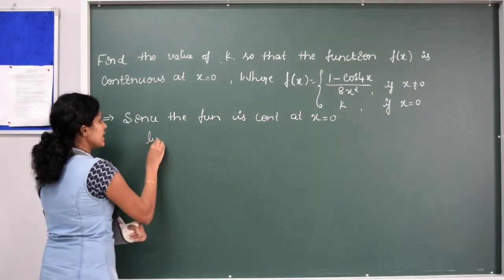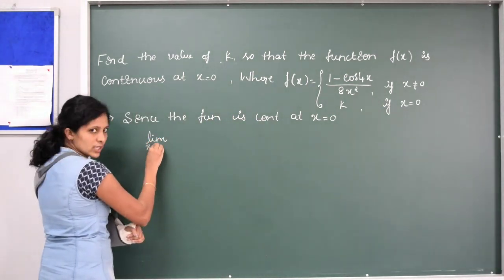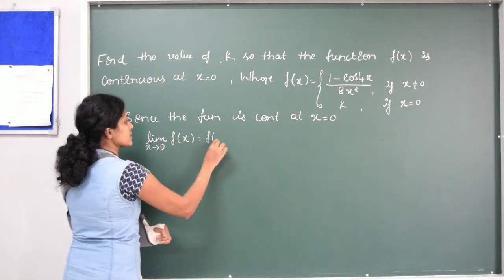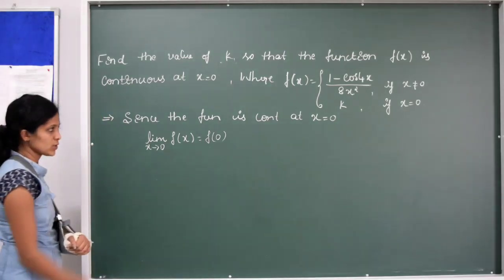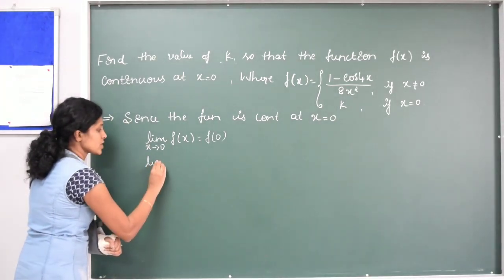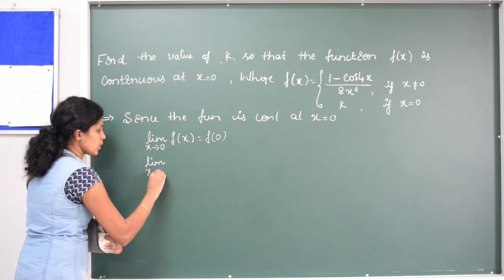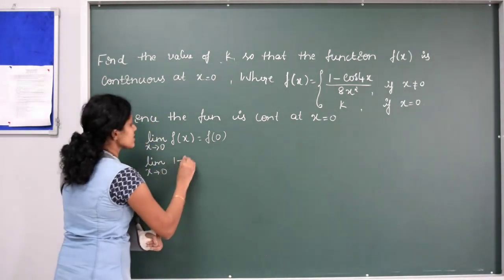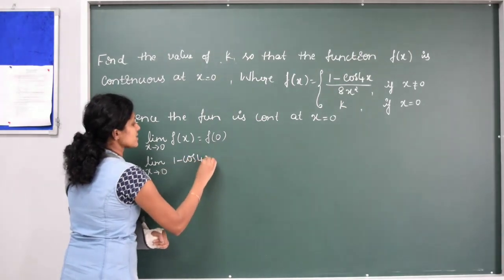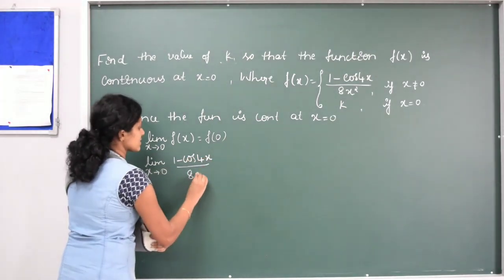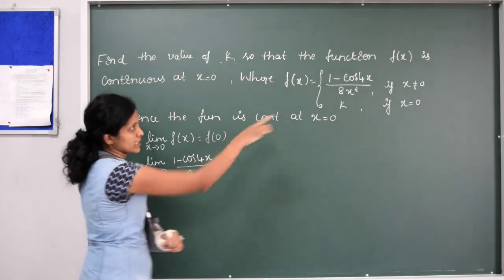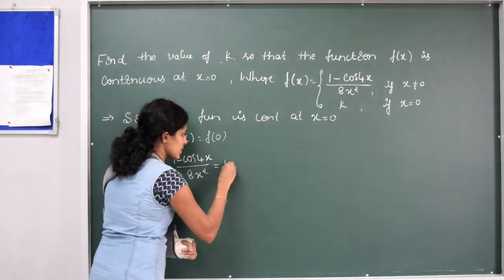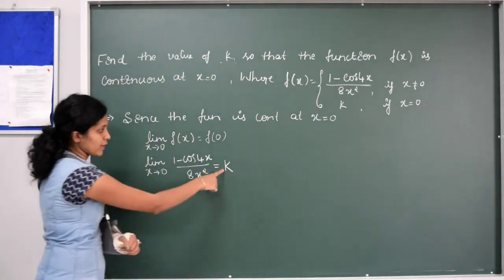First we have to write, since the function is continuous at x is equal to 0, we can write limit of x tends to 0 of f of x should be equal to f of 0. Now we'll substitute the function. When the value of x is equal to 0, the value will be the constant, so f of 0 is equal to k. Right? Now we need to find the value of k.